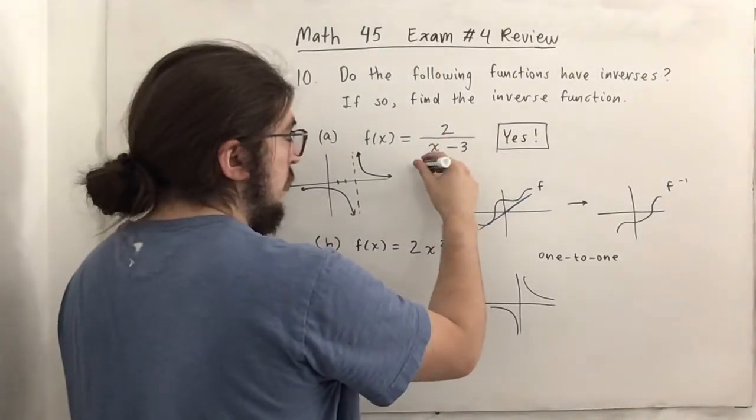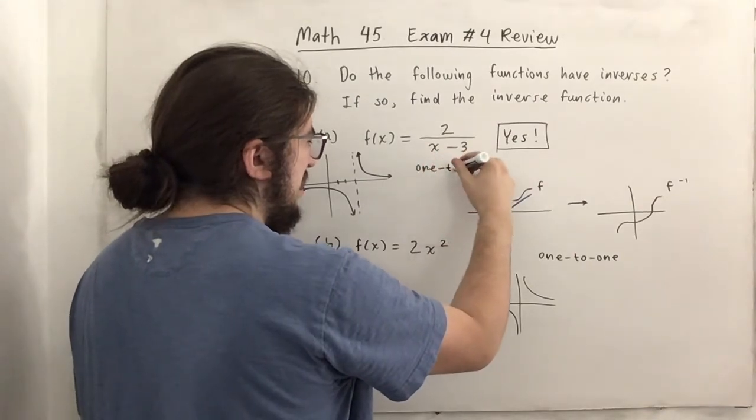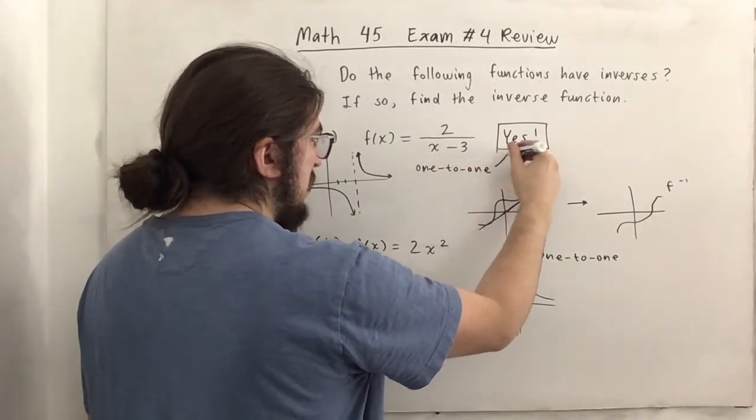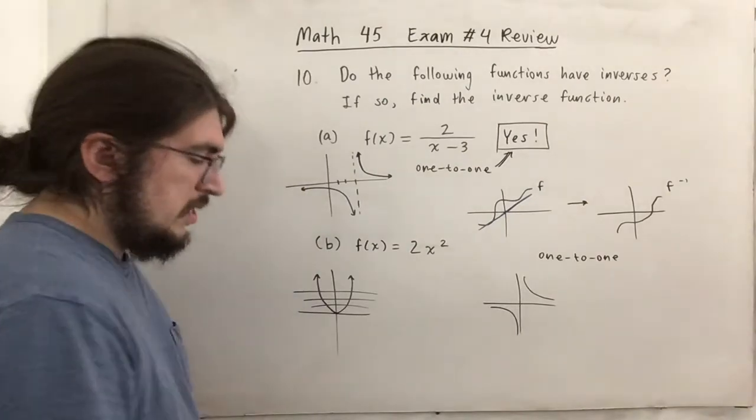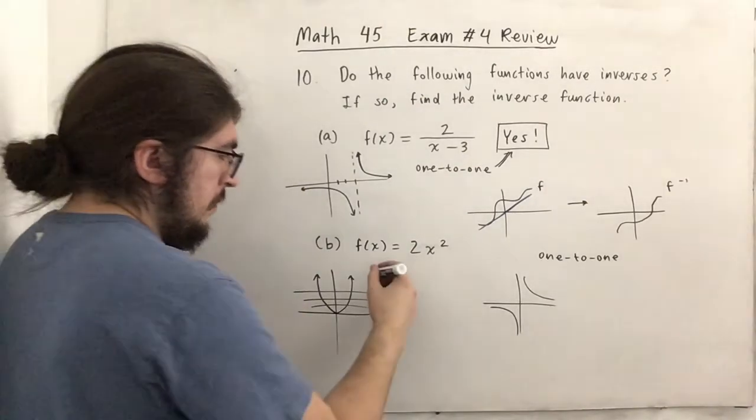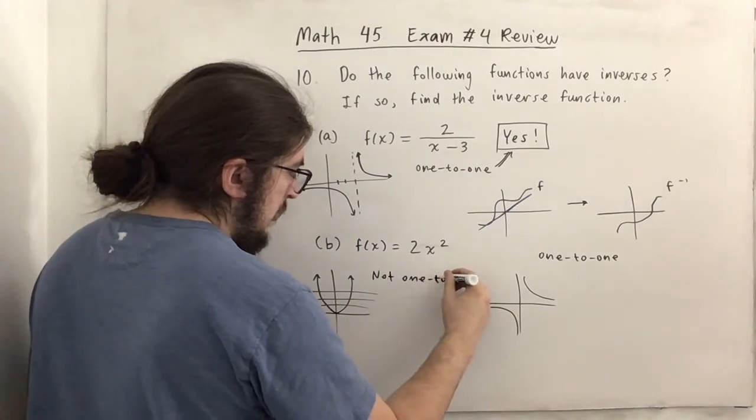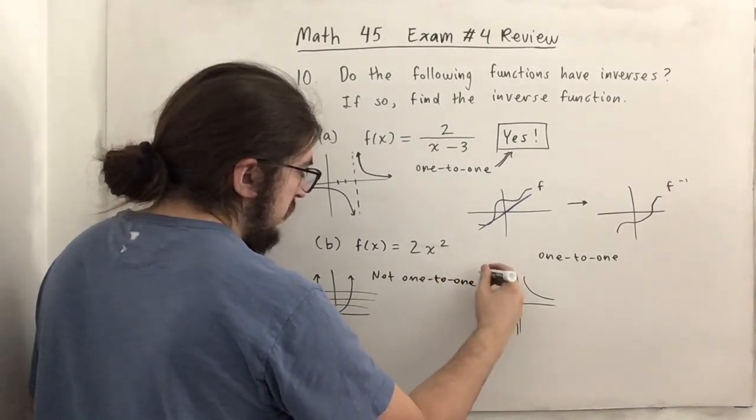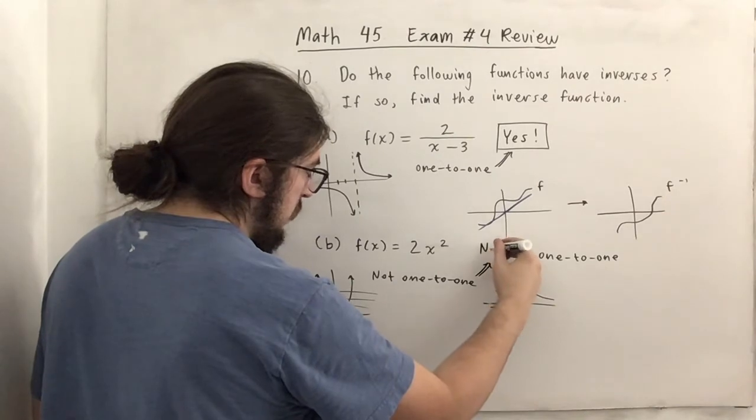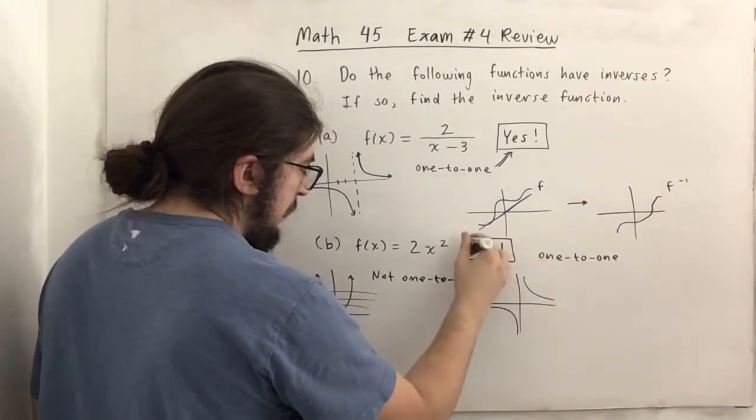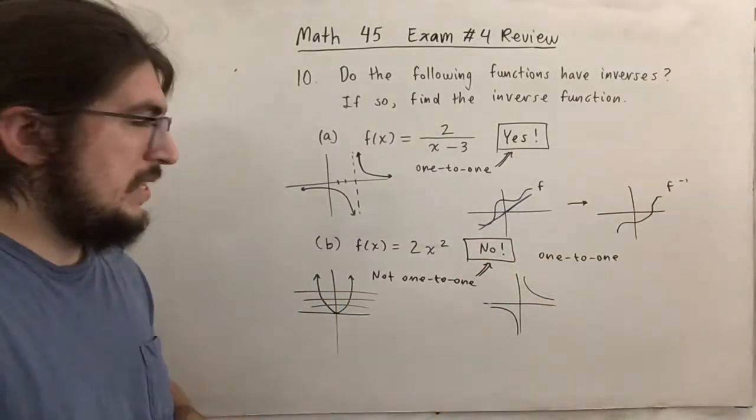So again, the fact that this was one-to-one told us that yes, this is a function that has an inverse. But here this is not one-to-one. So this unfortunately does not have an inverse. So the answer here is no. I don't know why I'm putting exclamation points, but you get the idea.